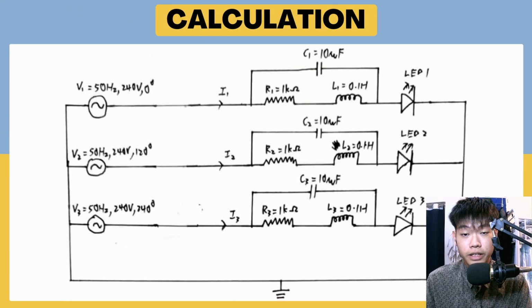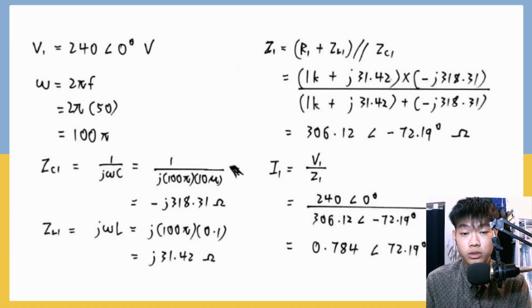Now I will explain the calculation part. As you can see, this is our circuit design. It is a three-phase system, and each phase differs from the others by 120 degrees. Because the component values in the three phases are almost the same, we will do the calculation for the first phase only. The voltage source is 240 volts and omega is 100 pi radian per second. The impedance of the capacitor is equal to negative j 318.31 ohm, and the impedance of the inductor is equal to j 31.42 ohm.